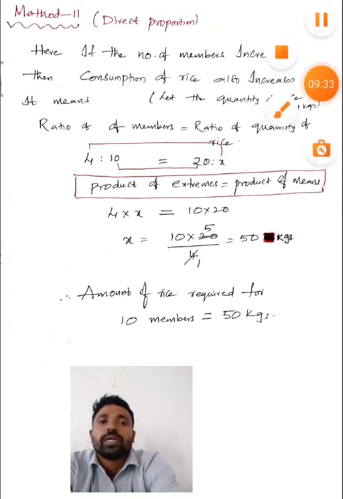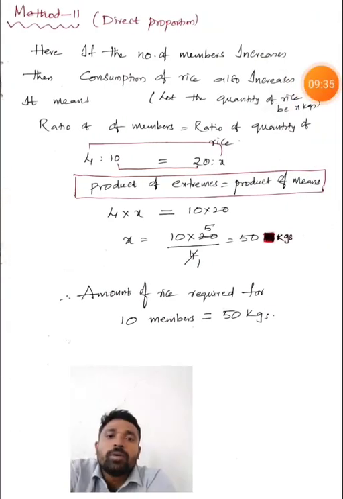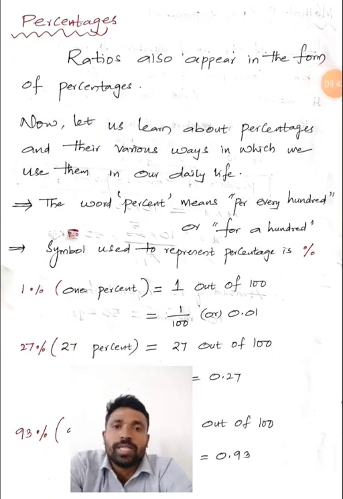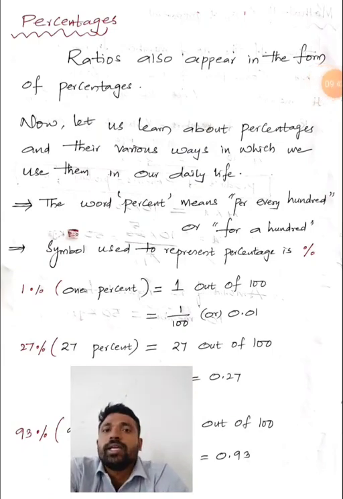On cancellation you will get 50 kgs. Means the amount of rice required for 10 members is equal to 50 kgs. Okay, now one more most important topic, that is percentages. Ratios also appear in the form of percentages sometimes. Now let us learn about percentages and the various ways in which we use them in our daily life.